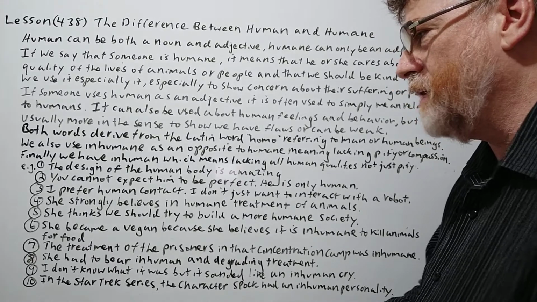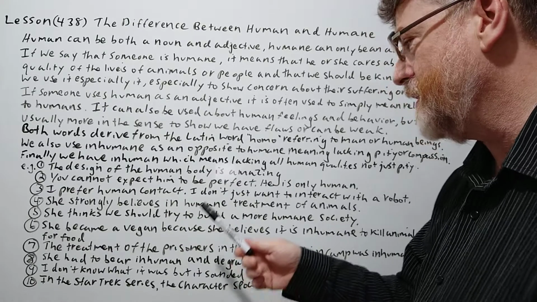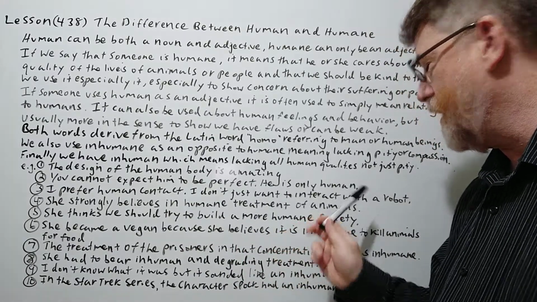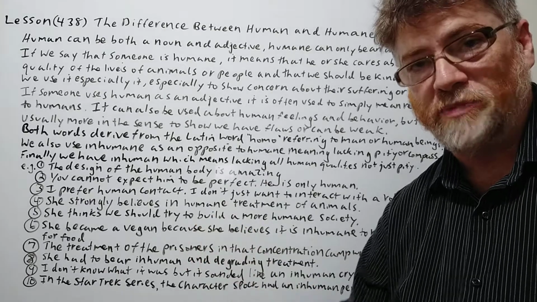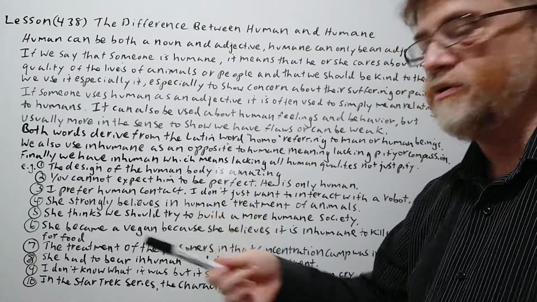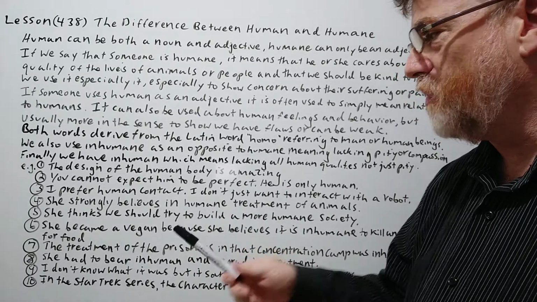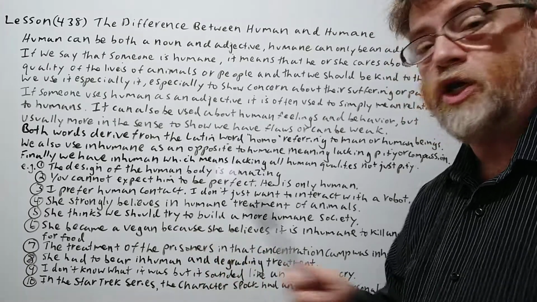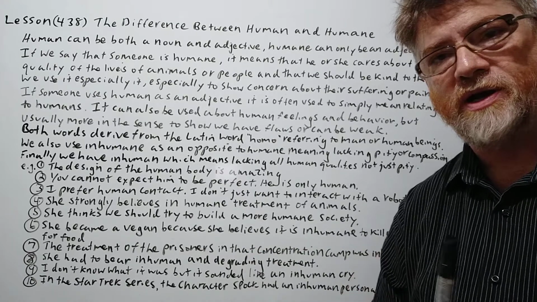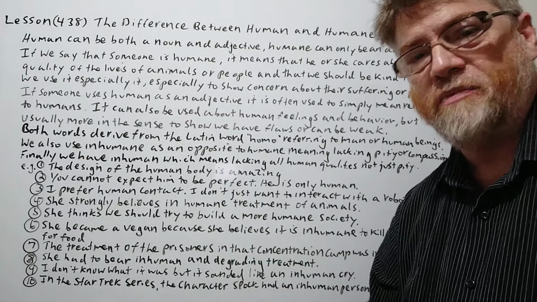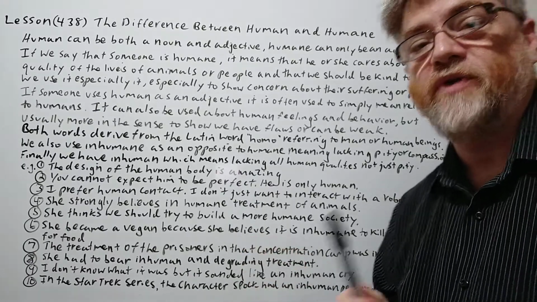All right. Number 3, I prefer human contact. I don't just want to interact with a robot. Again, this means relating to humans. You definitely wouldn't use humane in this sense. That wouldn't make sense either. Number 4, she strongly believes in humane treatment of animals. This one's very common, especially if you care about how they're treated, that they're not suffering. So it's a perfect use of humane.